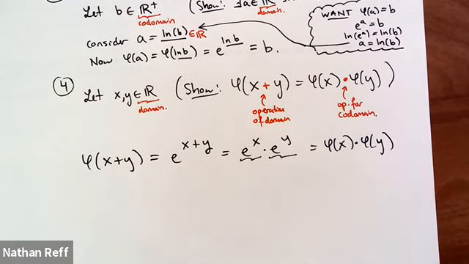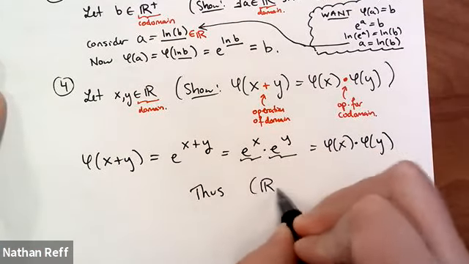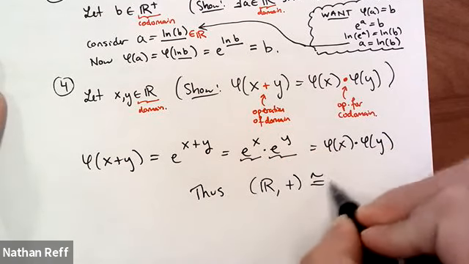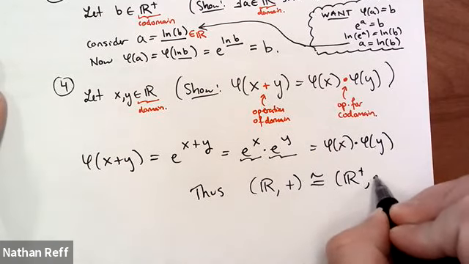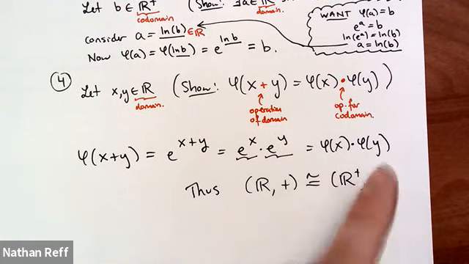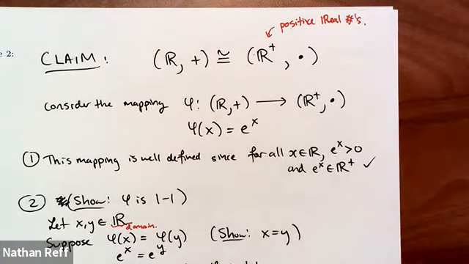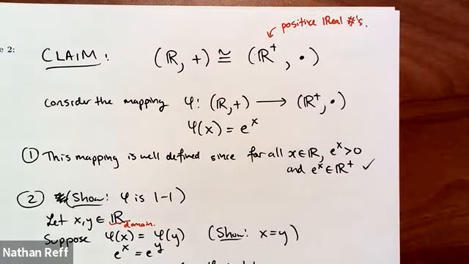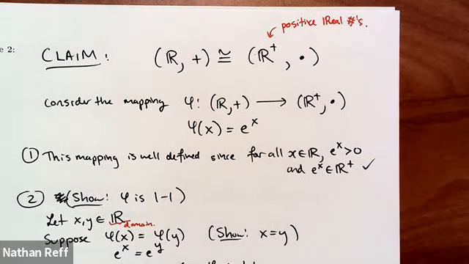Okay, so thus the reals under addition is actually isomorphic to the positive reals under multiplication. And this does have an inverse, right? Once you have a bijection, the inverse should also give you an isomorphism, actually. That's going to be a property. What would the inverse function be? Natural log, right? Yeah.